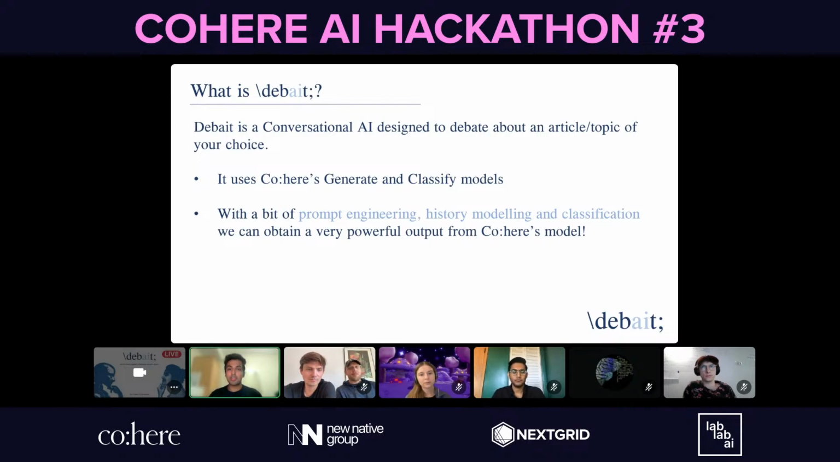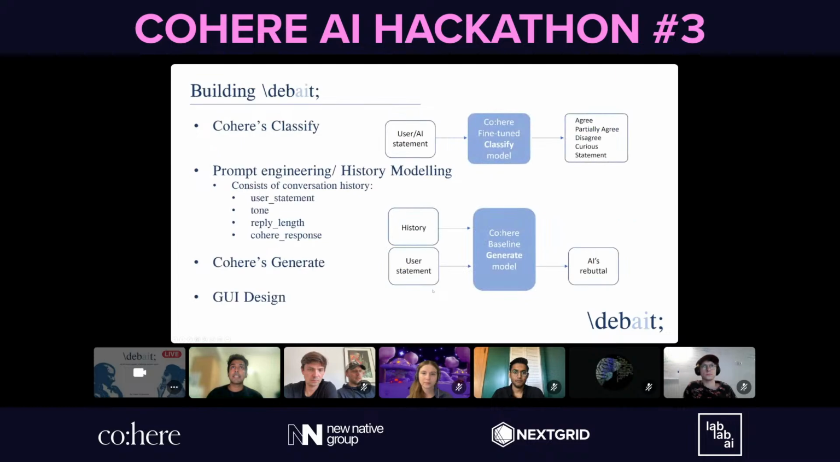One of the cool things I realized as soon as I used the Cohere system is that with a little bit of prompt engineering, we can get a really powerful output from the model. It's really fun to experiment with and see how the model was generating the responses. So first, I'm going to go through how I went about building it. There are 4 components to it. So there's the Cohere classify, as I mentioned before.